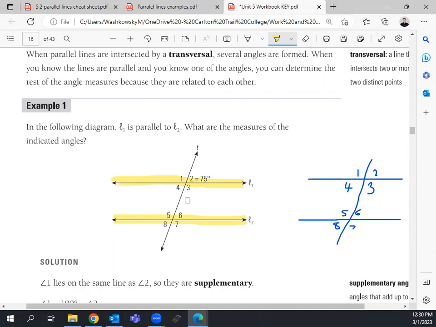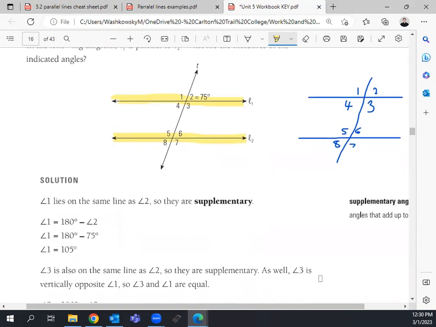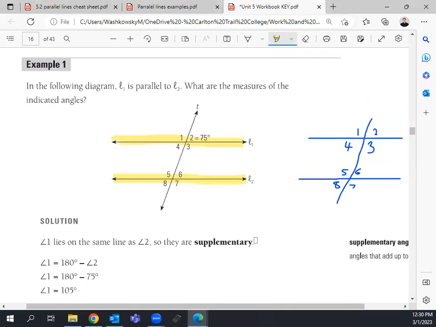Train track set. Sorry? Train track set. Yeah. So we're going to come back to this in a second here. Actually, no, we're not going to come back to it.